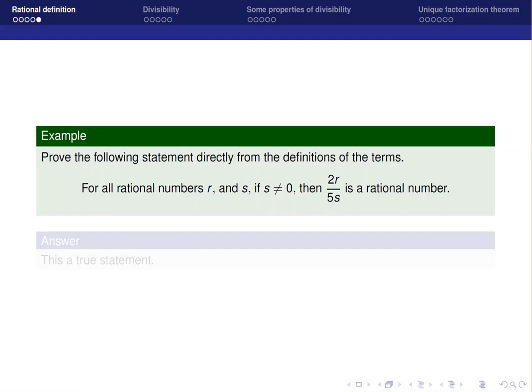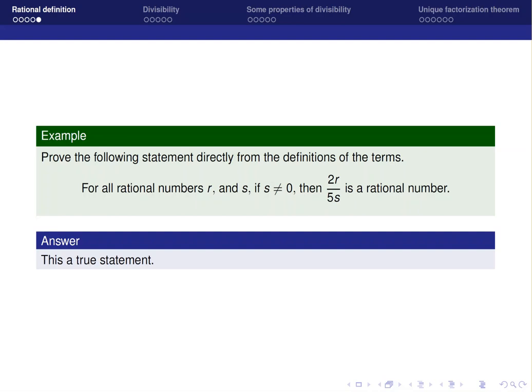This would be good practice for you to stop the video right now and see if you can prove this. As a matter of fact, this problem has been on tests in previous semesters, so this is the level that I expect from you on the test. By the way, this statement is a true statement. See if you can try to prove it. Pause the video and give it a shot.